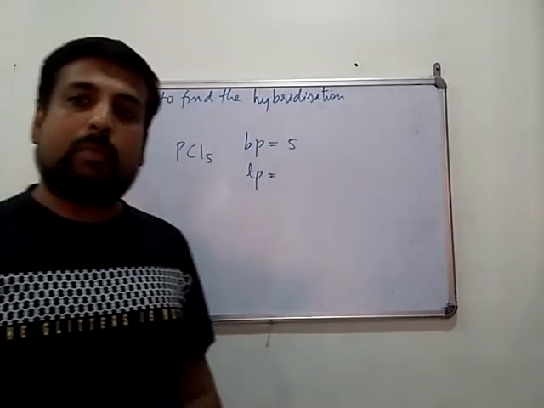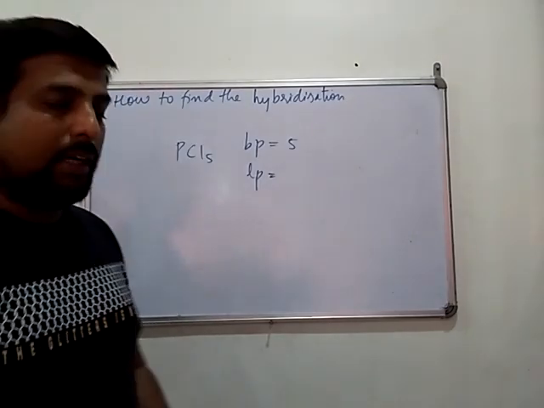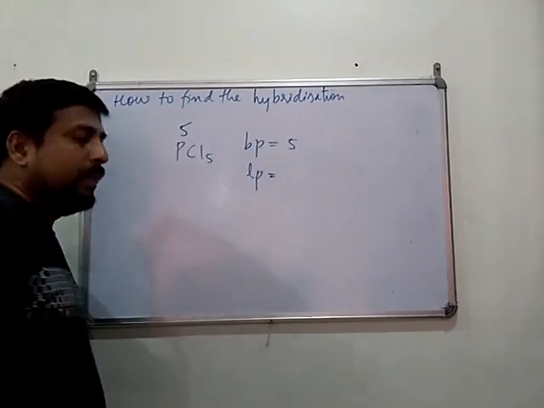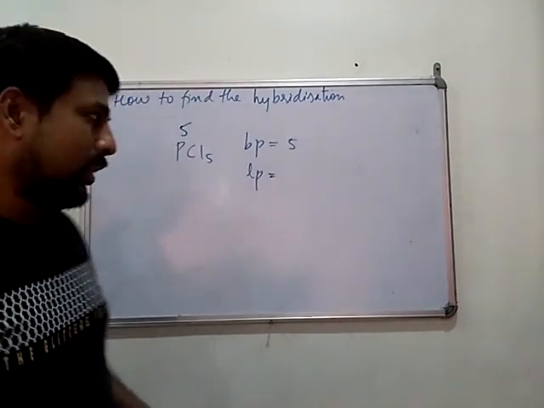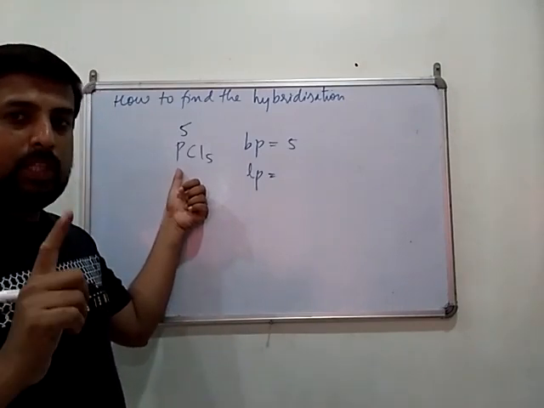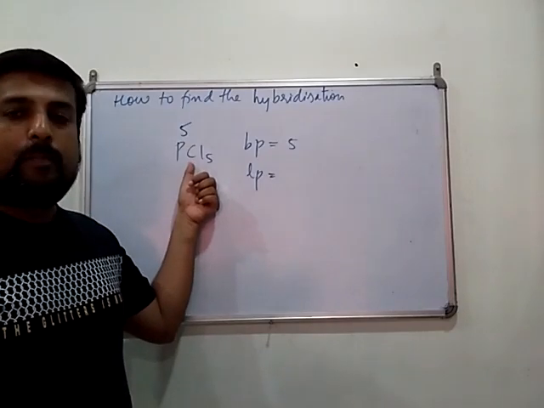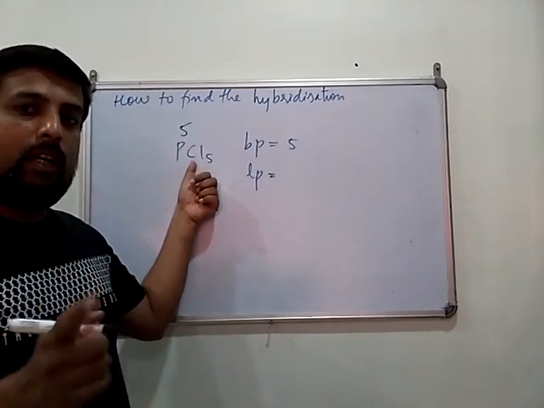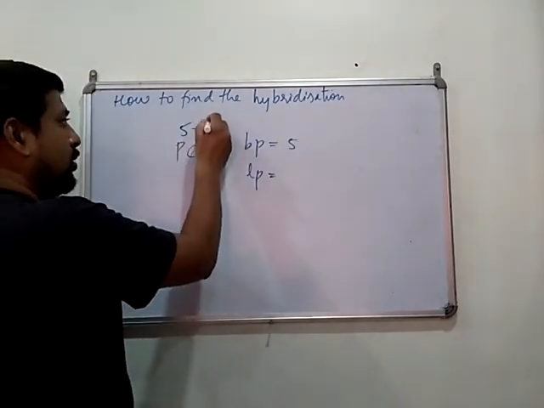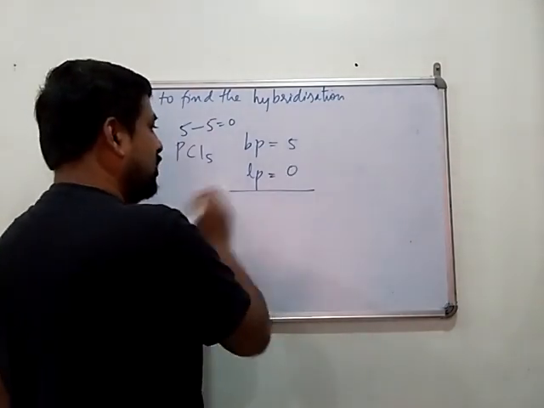Now phosphorus belongs to group number 15. Group number 15 means it will have 5 electrons in the outermost shell, and its electronic configuration is 2, 8, 5. Now chlorine is monovalent, and therefore phosphorus will share 1 electron with each chlorine. Since chlorine is monovalent, only 1 electron will be shared. So for 5 chlorines, 5 electrons will be shared. The number of electrons remaining is 0, so lone pairs are 0.